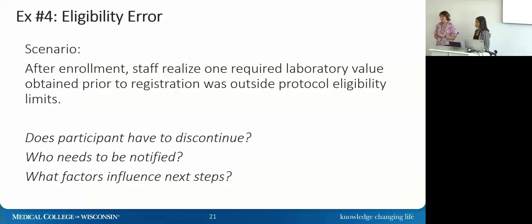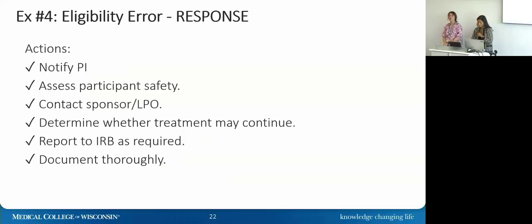So if you have this scenario, the next steps are: obviously notify your PI, because we want to talk to them, oh my gosh, this happened. You want to also talk to them about whether they were truly eligible. Did they have a similar lab done? Can we get it done in time? We're going to assess participant safety. We want to contact the sponsor and determine whether treatment may continue. We just talked about all these things. Report to the IRB as required. And again, always document very thoroughly.